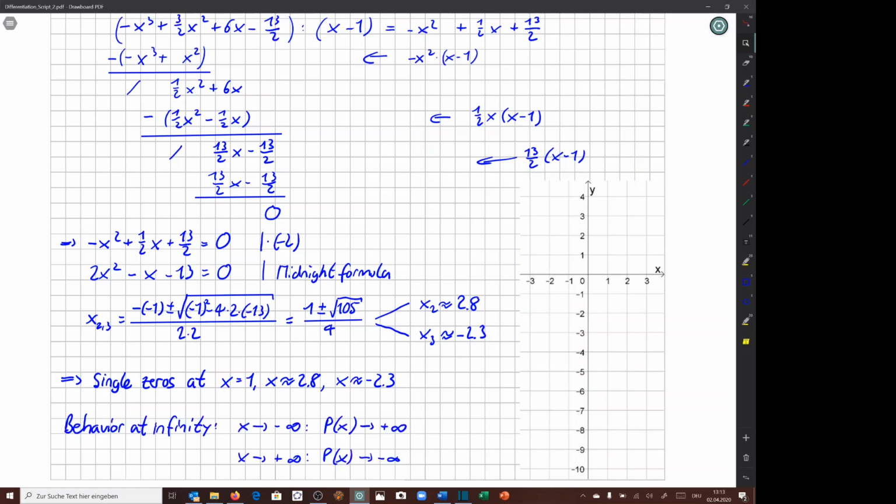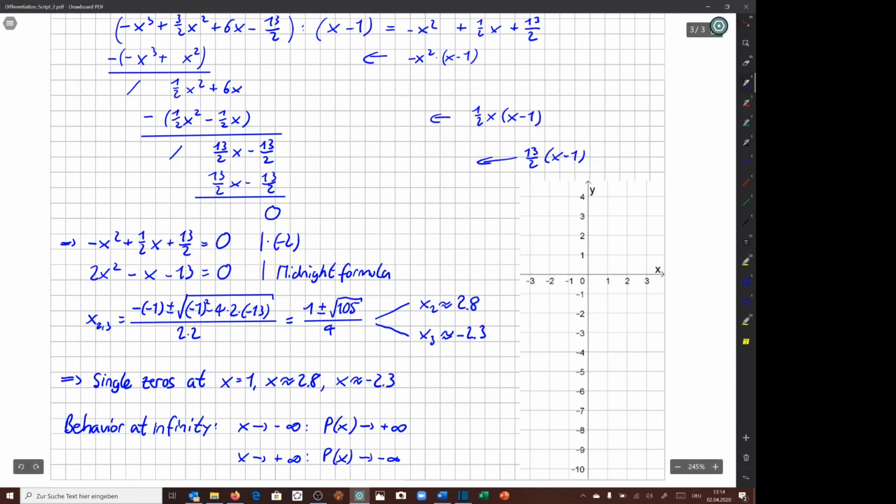Now let us also look at the behavior at infinity. The leading term of the polynomial is minus x to the power of 3. So when x goes off to minus infinity, x to the power of 3 stays minus. We have a minus in front, so it becomes positive. So the polynomial goes off to plus infinity. When x goes to plus infinity, x to the power of 3 is plus, minus in front, it becomes minus infinity. So now we can sketch the graph.